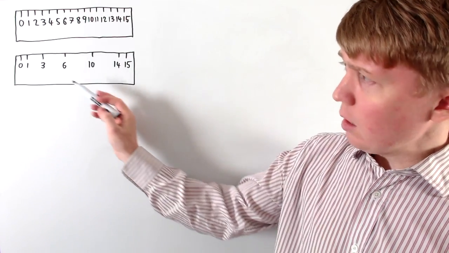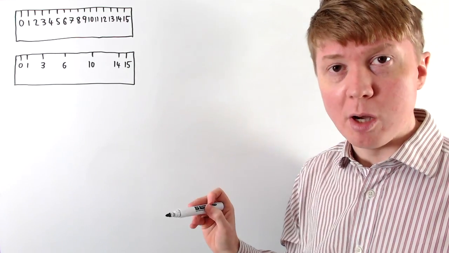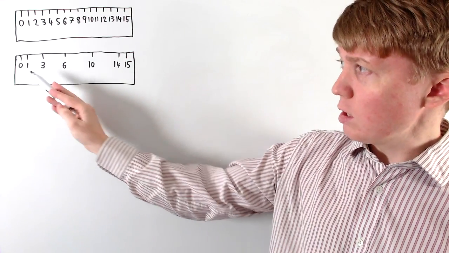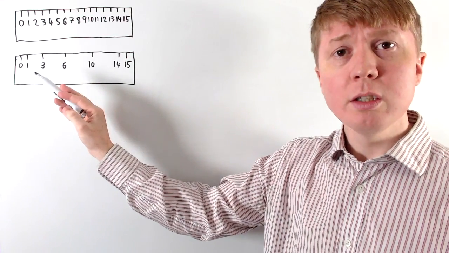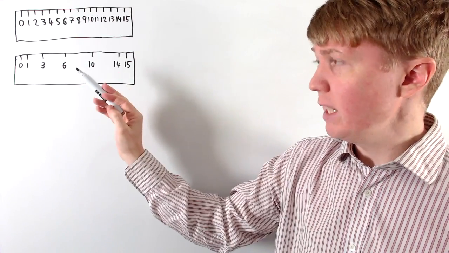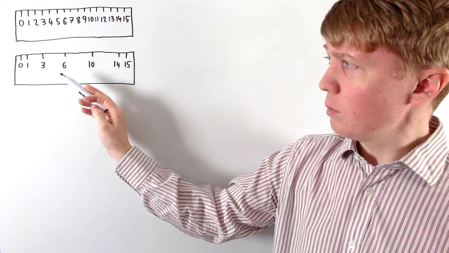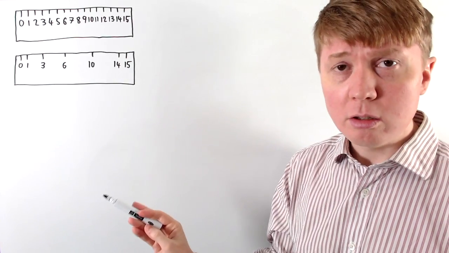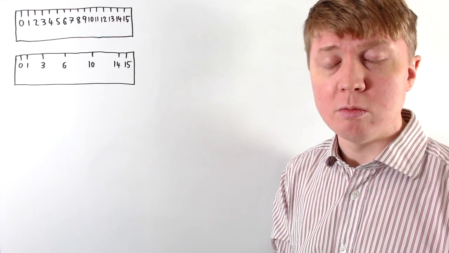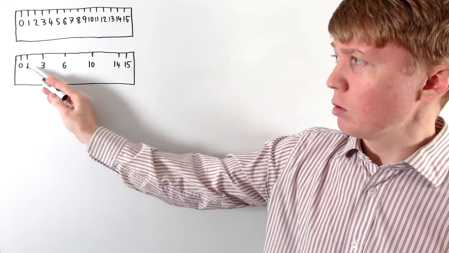But we can do the same with this ruler, which has only got 7 markings. Here you can measure 1 centimetre between 0 and 1, you can measure 2 between 1 and 3, 3 between 3 and 6, 4 between 6 and 10, and you can check that this will work for all distances between 1 and 15, which goes between 0 and 15, like that.